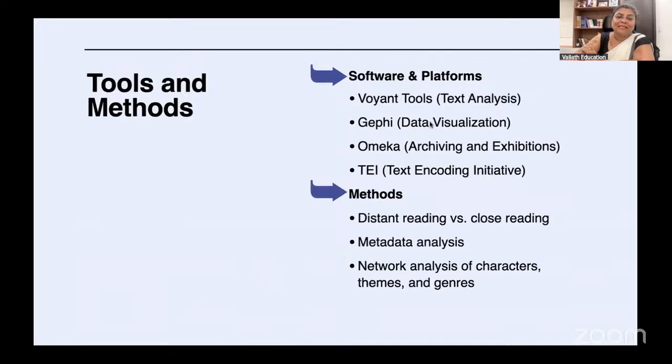And the tools and methods, look, we are not experts on this. These are all digital tools, but anybody can Google and find out more. There are tutorials. If you are interested, we have just given a few sets of tools, software, and methods. Please look them up. Voyant Tools, Gephi, Omeka, TEI, distant reading versus close reading, metadata analysis. These are all pointers for all of you.